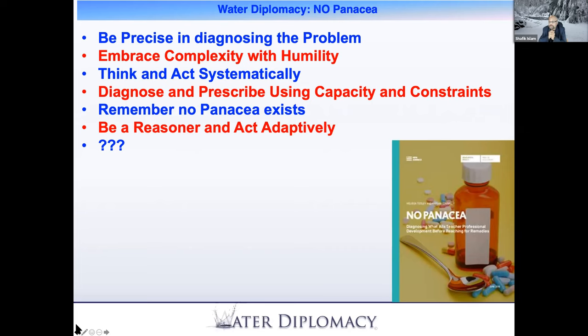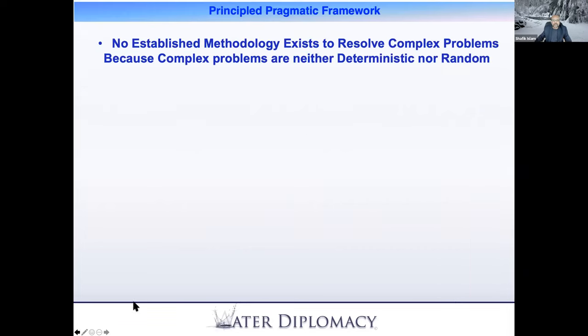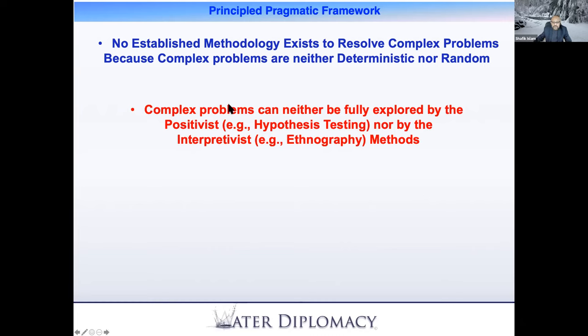Any other thoughts? All right, I think so. Let's see whether we can. So essentially what we are arguing, I hope I convinced you, is that no established methodology exists to resolve complex problems, because these problems are not deterministic, not random. That means you cannot use classical physics or statistical mechanics to do this. At the same time, these problems can neither be fully explored by the positivist, hypothesis-testing type of framework with five senses. So you cannot just use scientific methods, nor can you use just interpretations. You cannot use purely scientific methods, and you cannot use purely subjective ethnographic methods, to address these problems.